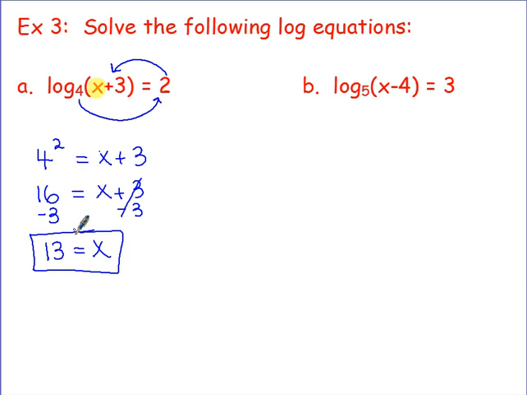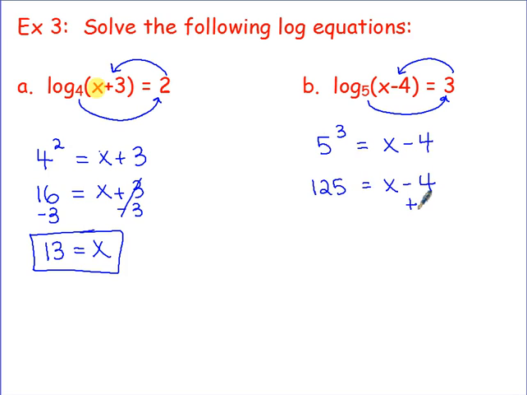So we just did one, so I want you guys to pause the video and try part B on your own. So let's see how you did on this one. So you should have circled just the way we did. 5 to 3, 3 to the parentheses. So you should have written it as 5 to the third power equals x minus 4. This you put in the calculator. 125 equals x minus 4. You should have added 4 to both sides.